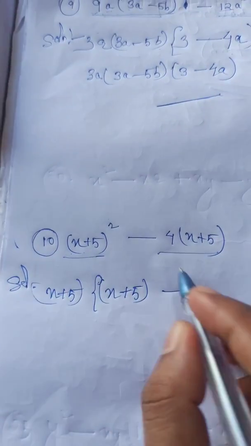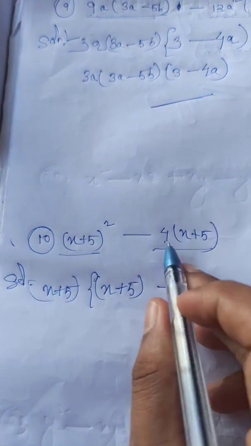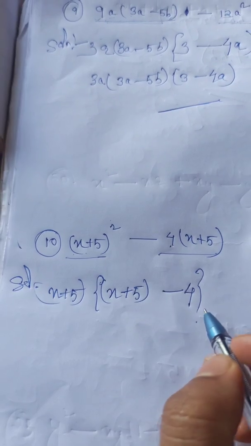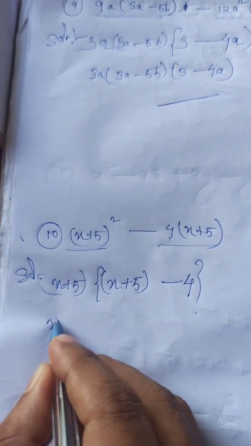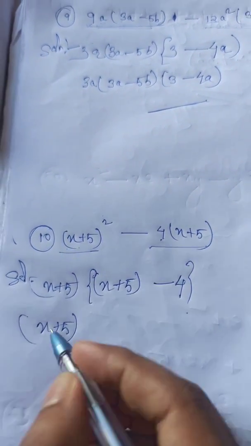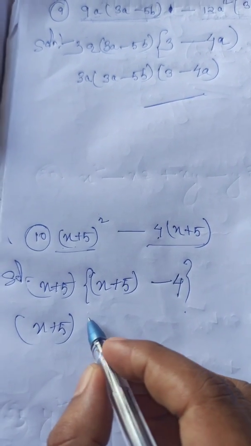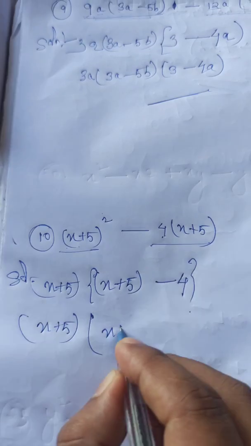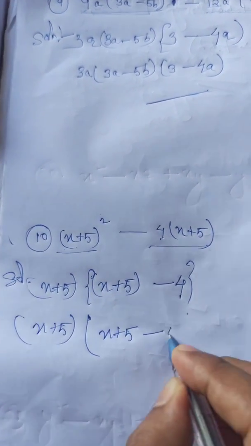Then minus, we are left with what? 4, that is not common in both the terms, so we will write inside the bracket, that is minus 4. Clear? Now in the next step, x plus 5, whatever is there in the first bracket, you can write it, and the next bracket, see x plus 5, you just remove this bracket, so it will be x plus 5 minus 4, okay?